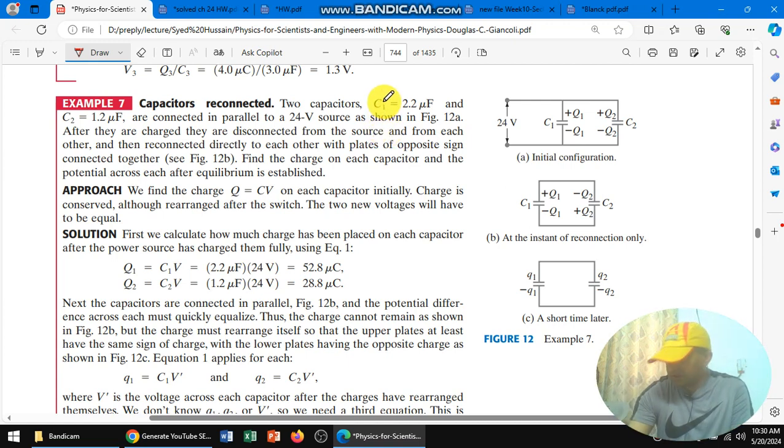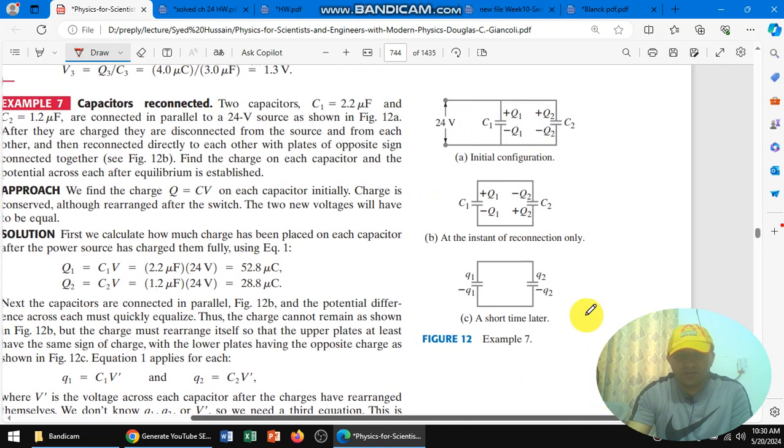Hello dear students, example number 7. So we have another question about the total capacitance or equivalent capacitance. On the right side we have the figure. This figure shows that we have two capacitors C1 and C2, and they are connected to the 24 volt battery.